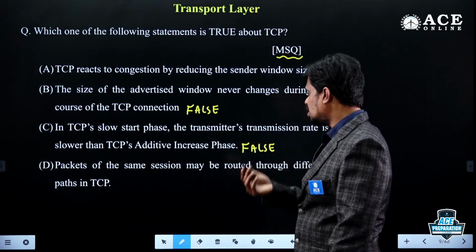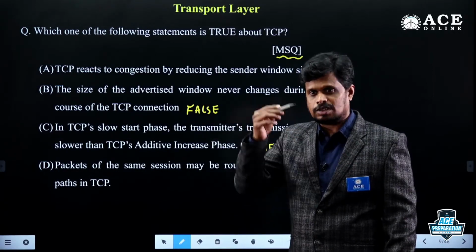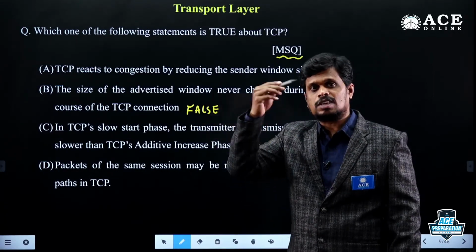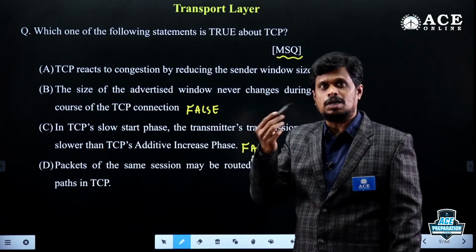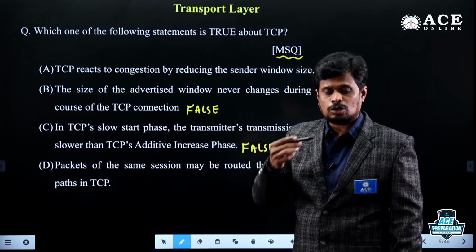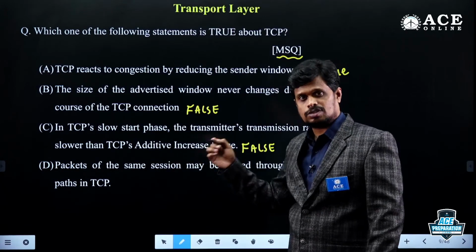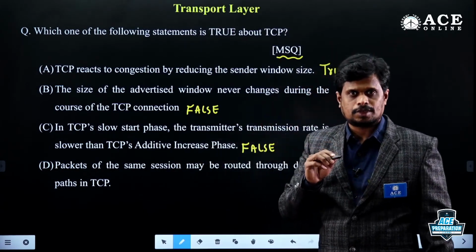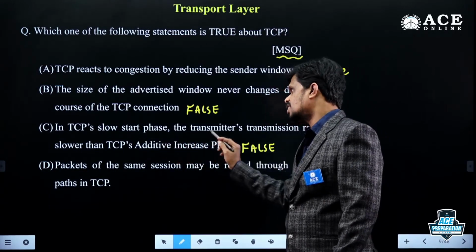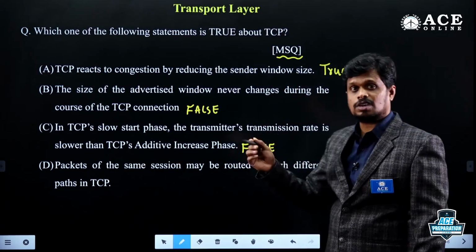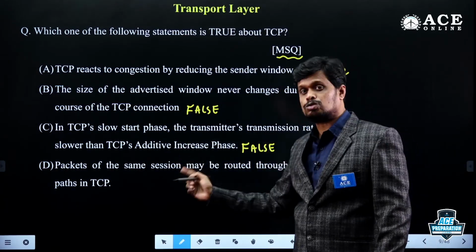Since it is exponentially increased, the transmission rate of the sender can be faster, because every time the sender transmission is getting doubled. For every round trip time, the sender window size is getting doubled. Are you getting my point? But in the case of the additive increase phase, it is linearly incrementing. So what can be the correct statement here? In the TCP slow start phase, the transmitter's transmission rate is faster than TCP's additive increase phase. It is correct, but it is mentioned as slower.